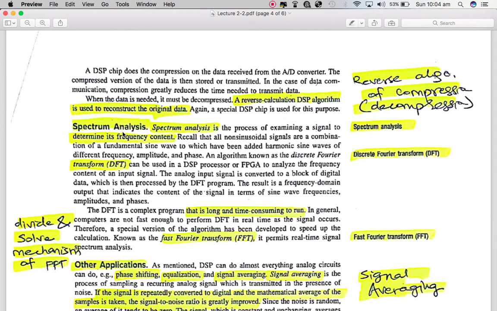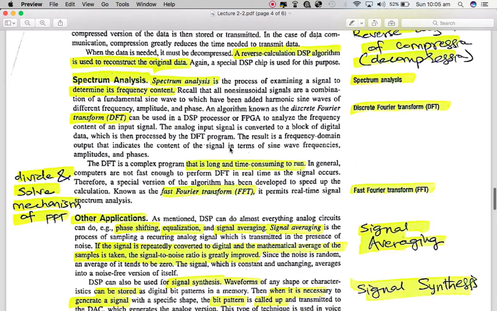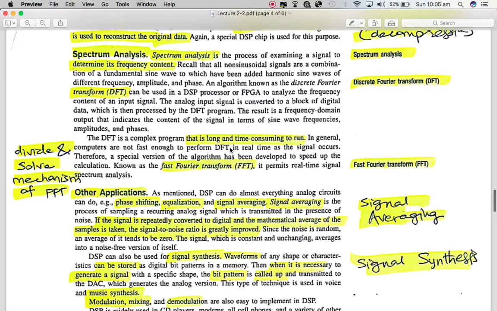Now we have another application of the DSP, which is spectral analysis, which is very important as far as engineers are concerned, because any kind of signal is analyzed in the frequency domain, and then we can do some manipulation on that signal. So for that purpose we have the DFT. The DFT instruction is stored in the ROM, and the DSP processor can apply this instruction on the data coming in the RAM, and then that data is converted from the time domain to the frequency domain. Spectral analysis is basically the frequency domain analysis of the signal.